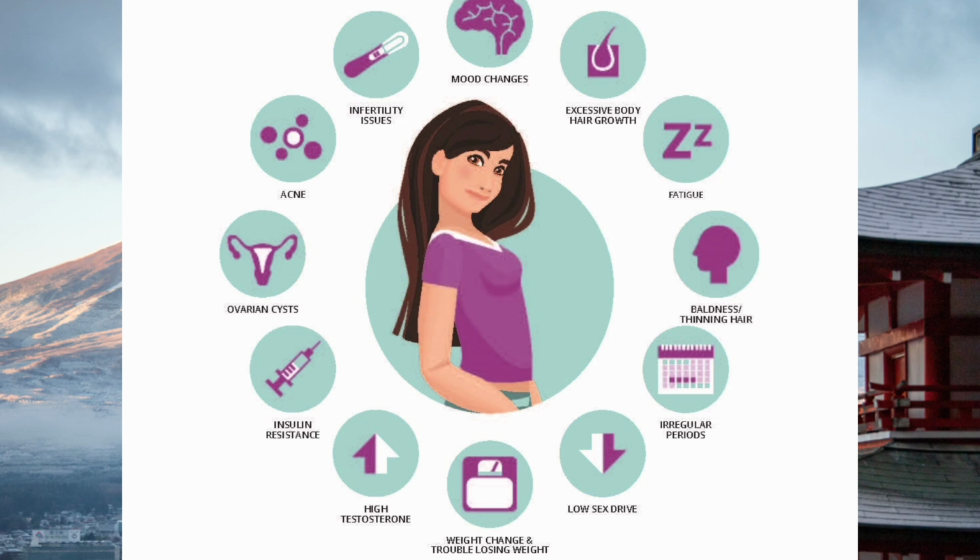If the symptoms are not present and the ovaries are enlarged in size, then this will be called polycystic ovaries or polycystic ovarian morphology. And if the symptoms are present, then this will be called polycystic ovarian syndrome.